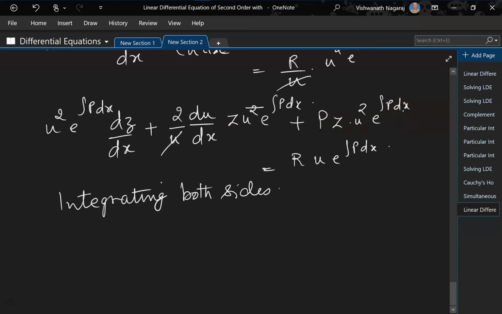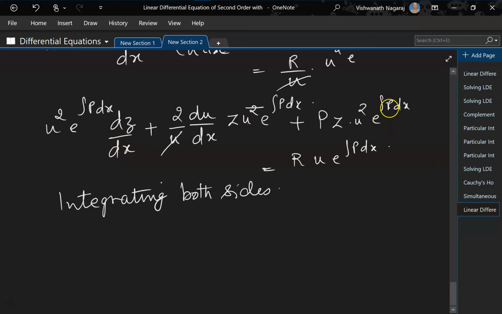Yes? So see here, u square. Here it is the integral, a differential of u square, that is 2u du by dx, right? The other two terms are e to the power of p dx dz by dx. Now, if you look at it, here you have z, so z's differential is dz by dx.